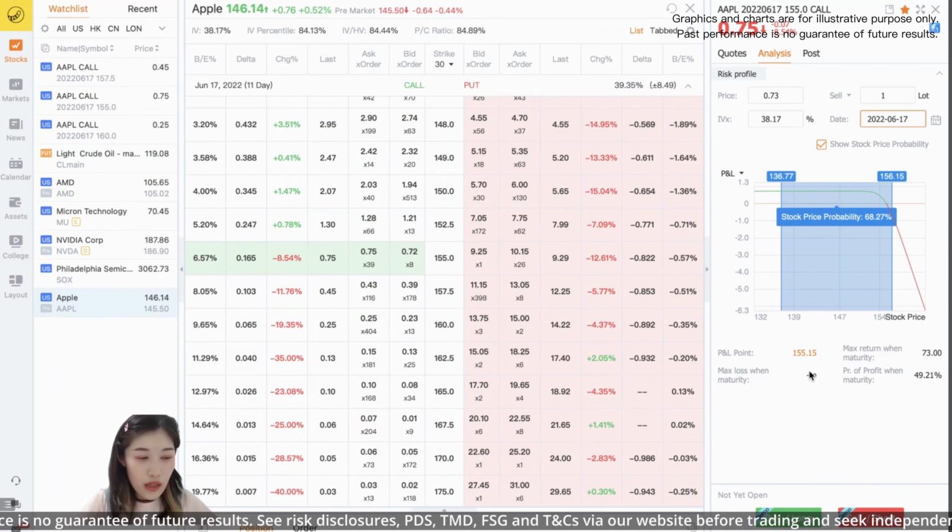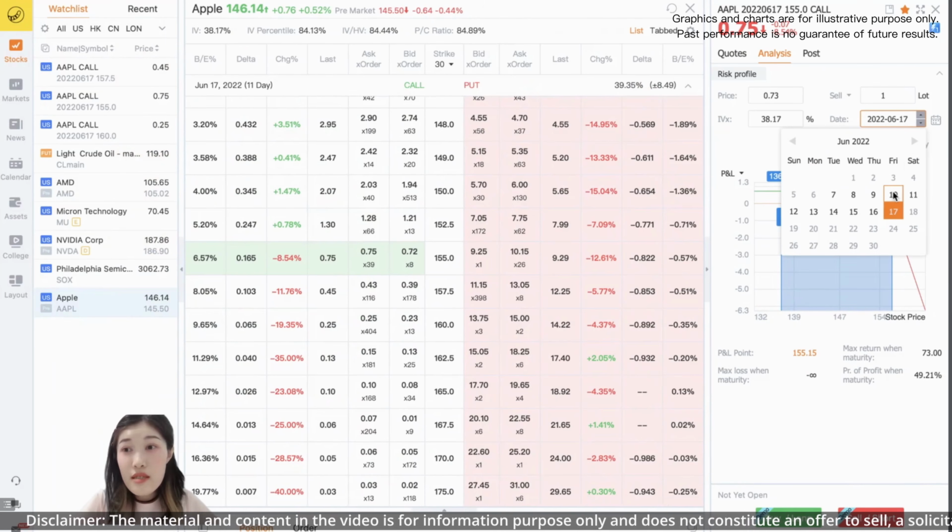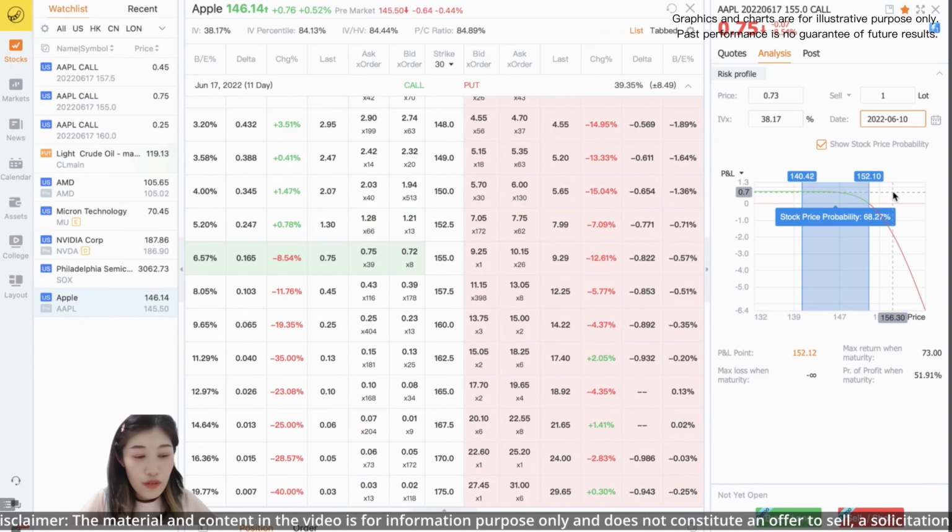Now, assume I'm not going to wait around till it expires and I want to secure my profit and get my margins rolling. I can pick a date a week before, or any days that you prefer before the expiration date, and you should get a new break-even point automatically.